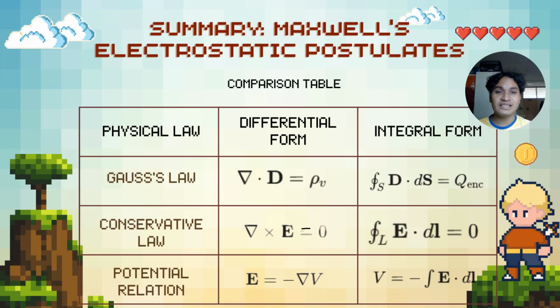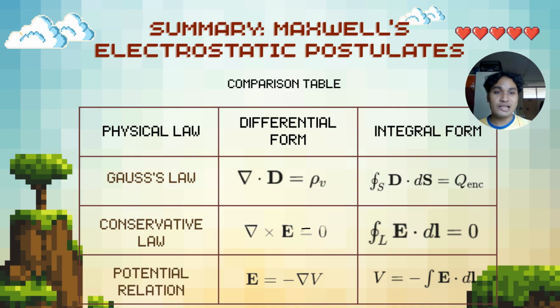Last but not least is the summary, Maxwell's electrostatic postulates. To summarize, vector calculus provides the complete mathematical framework for electrostatics. Divergence connects flux density directly to charge sources, which is del dot D equal to rho v, while curl proves electrostatic fields are non-rotational, which is del cross E equal to 0. Together, these form Maxwell's fundamental equations for electrostatic fields.